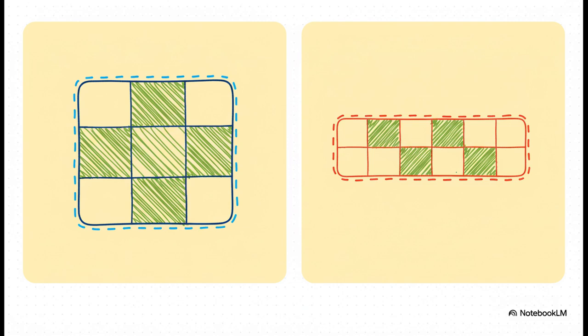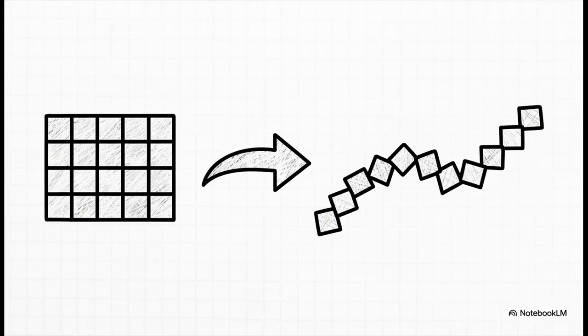The nice, compact 3x3 square on the left has a perimeter of 12. But the long, skinny 9x1 rectangle on the right, its perimeter is 20. Same area, but a wildly different distance around the outside. So what's the big takeaway here?